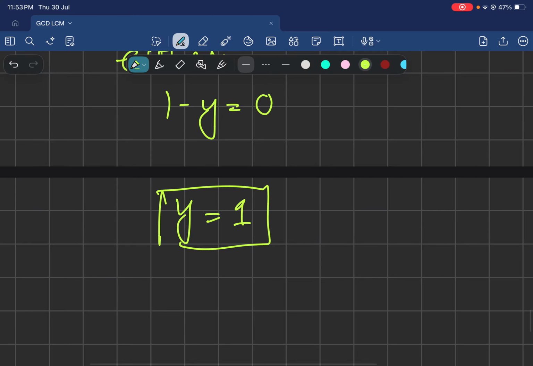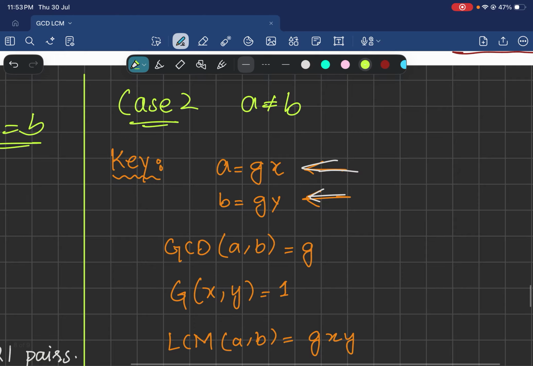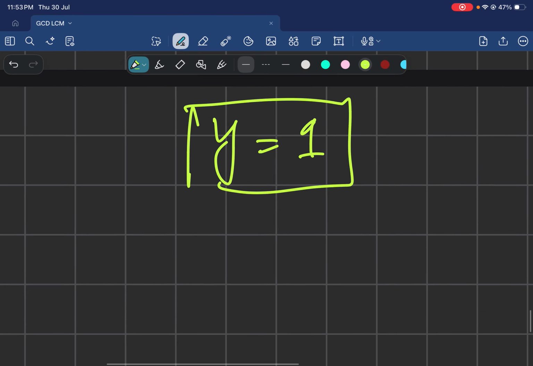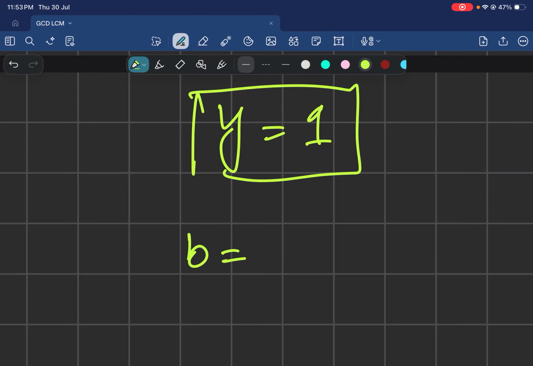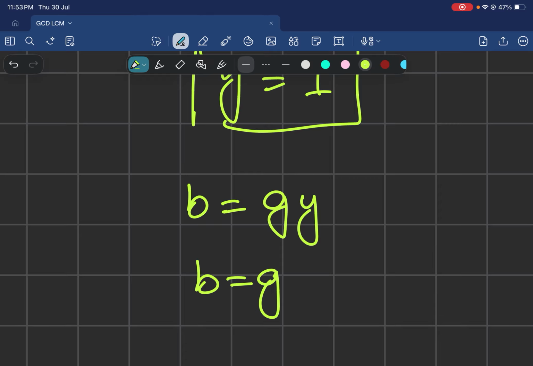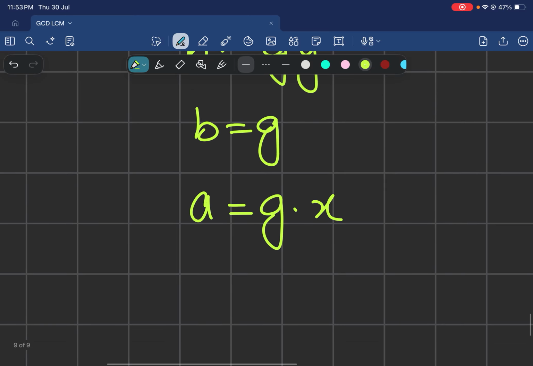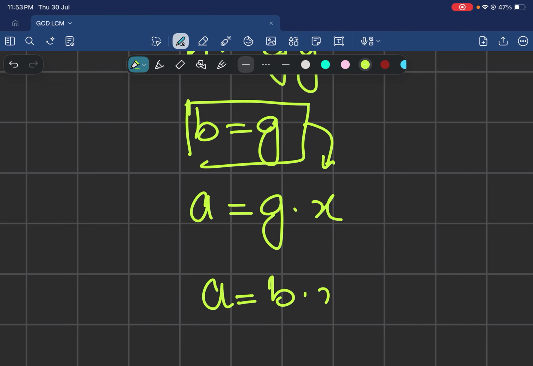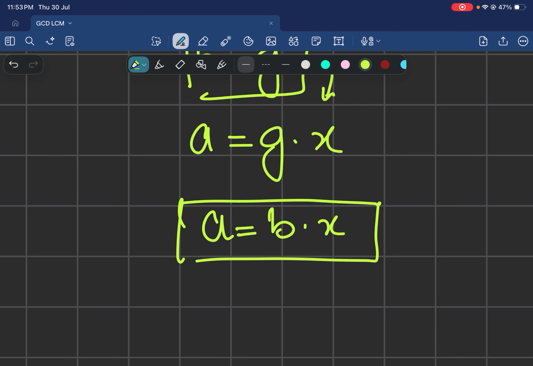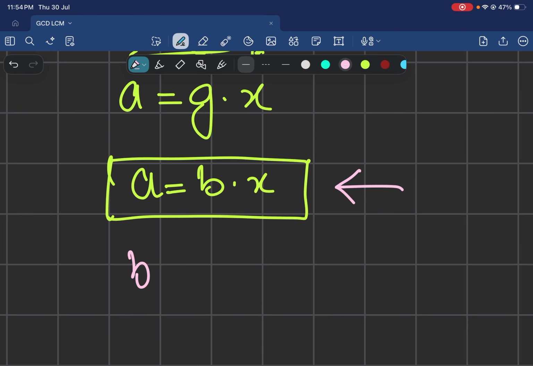So when you get this value, what should you do? The very first thing that I think of is, plug it back in here, see what we get. So when I plug it back in here, I get B as GY, and then since Y is equal to 1, I get B is equal to G, and I have A is equal to G of X. Do you see that B and G is equal? So if I plug it in here, I get A is equal to B times X. What does this imply? This implies that A is a multiple of B.